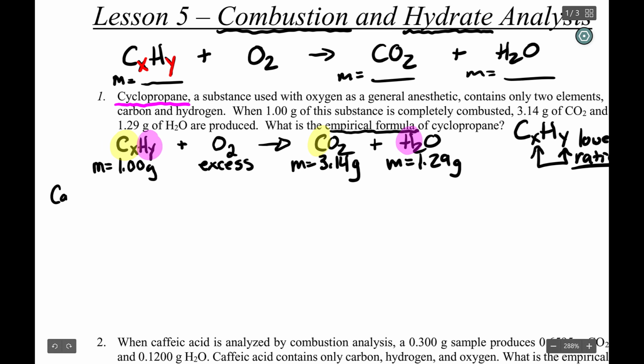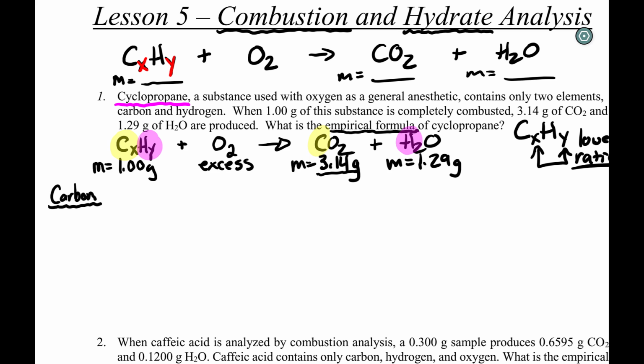I'm going to start by focusing on carbon, which is all in carbon dioxide. Okay, so I know the mass of carbon dioxide, and I know the mole ratio between carbon and carbon dioxide. There's 1 carbon for every 1 carbon dioxide. So my goal is going to be to first turn this mass of carbon dioxide into moles of carbon dioxide. And then I can turn the moles of carbon dioxide into moles of carbon using a mole to mole ratio. So follow along and it'll make sense here.